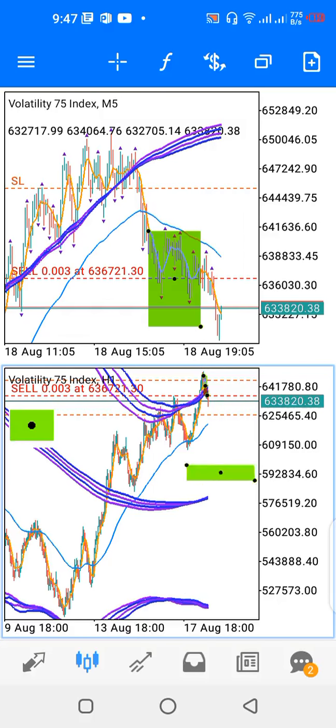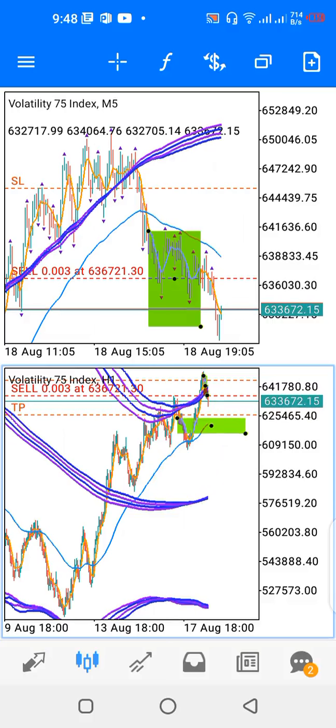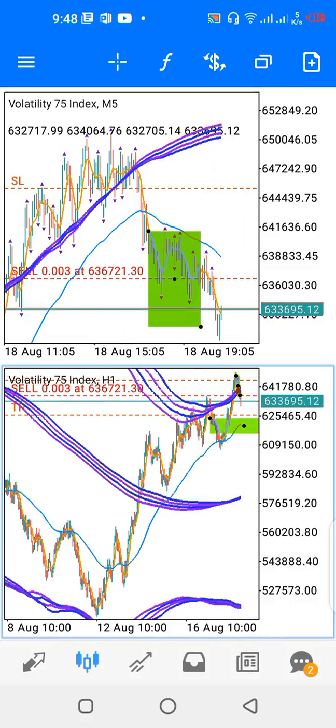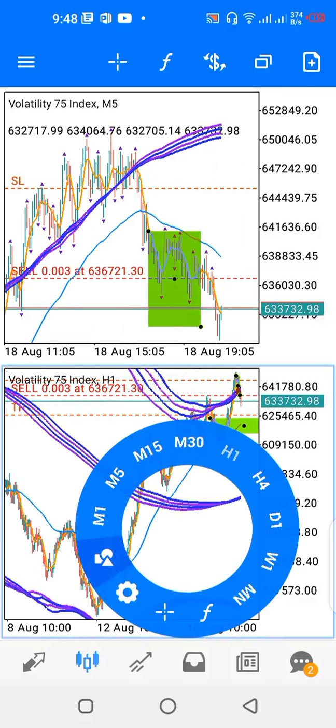All right, so we have a support here. We have another support here, which coincides with the support here. Then we have another one which coincides with the support here. So that's basically the way it is on the 1 hour time frame. But you can see it just like what happened on 5 minutes time frame.